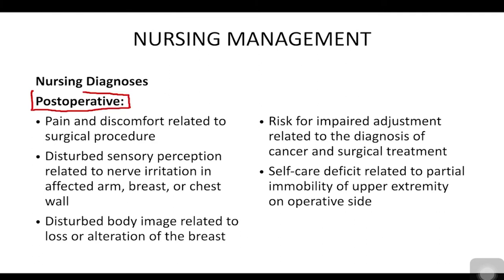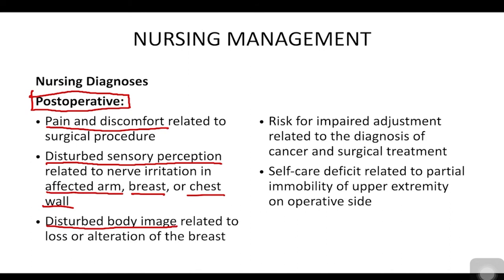Okay, so usually, pain and discomfort, it's the number one of the list. Masakit yun kasi dito sensitive ang chest area, and it has a lot of pain receptors as well. So, pain and discomfort is sure, as a nursing diagnosis, disturbed sensory perception, okay, because it's also a nerve-rich area, okay, so it would be spreading to the arm, to the other breast or chest wall, yung sensory perception dyan. Okay, another is disturbed body image, as I have said earlier.